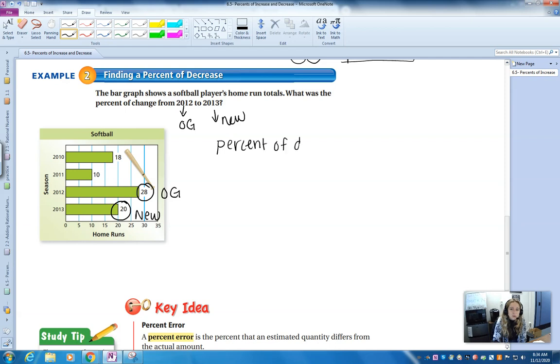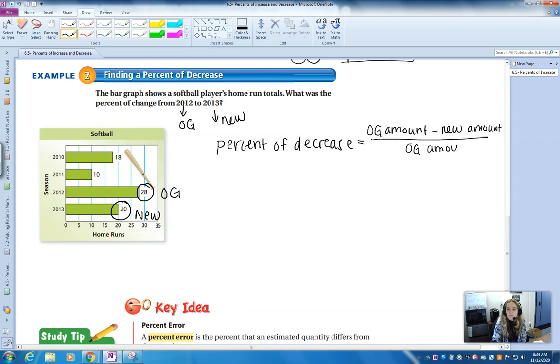So let's write down this formula. Percent of decrease equals the OG amount minus the new amount over the OG amount. Okay, so that is what we got. So the OG amount is 28, so we're just going to fill in our numbers. 28 minus the new amount is 20, so I'm going to fill in 20 over the OG amount. Remember, the OG is 28.